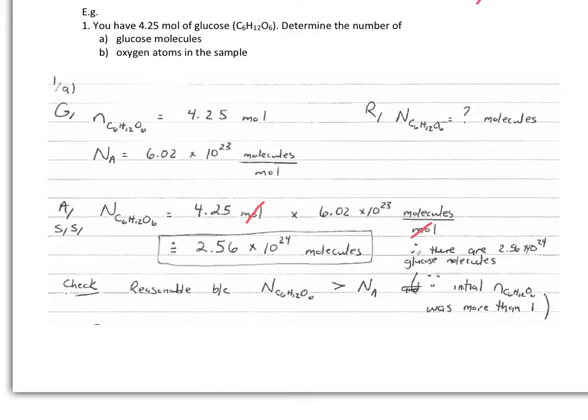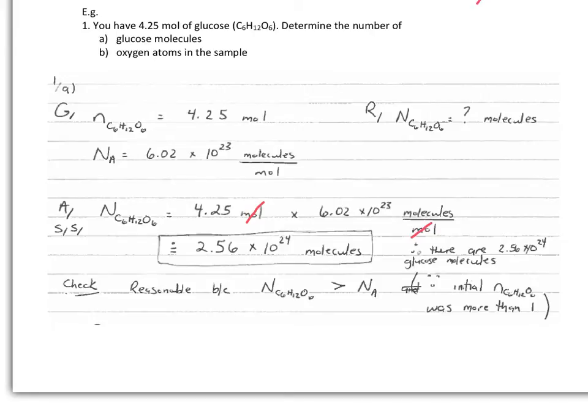Now, for simple problems like this, a check isn't always necessary. But you might want to even do this in your head as you're going along to see if the answer is reasonable. My check was, I think that this is a reasonable answer because the number of glucose molecules that we calculated here, the 2.56 times 10 to the 24, is greater than that of Avogadro's constant. And that makes sense because Avogadro's constant is equal to 6.02 times 10 to the 23 things per mole. So in this case, molecules per mole.